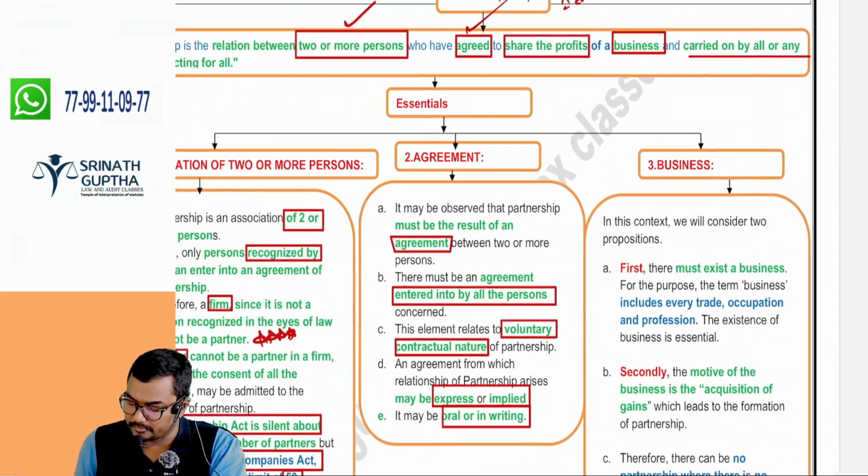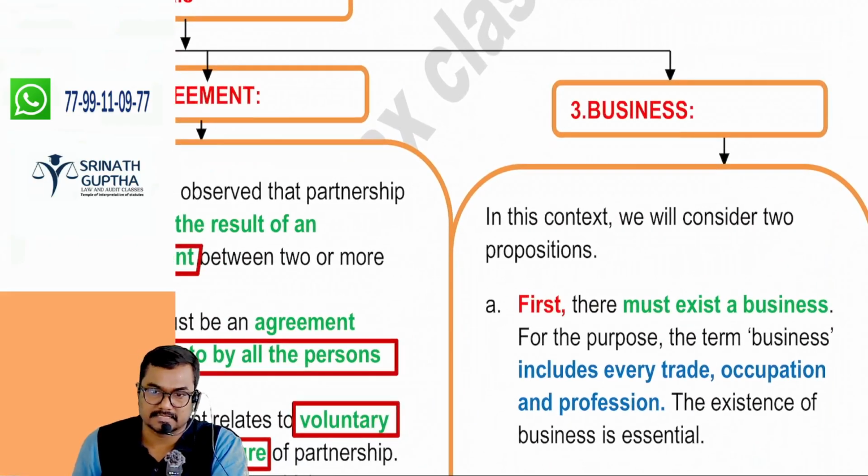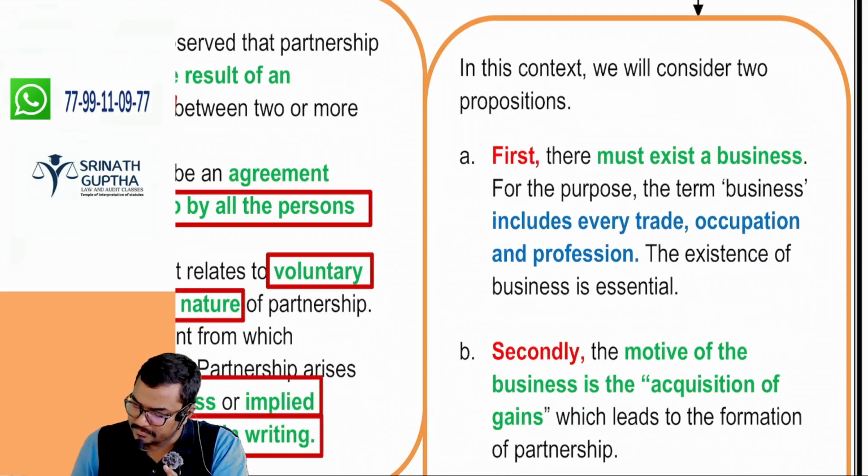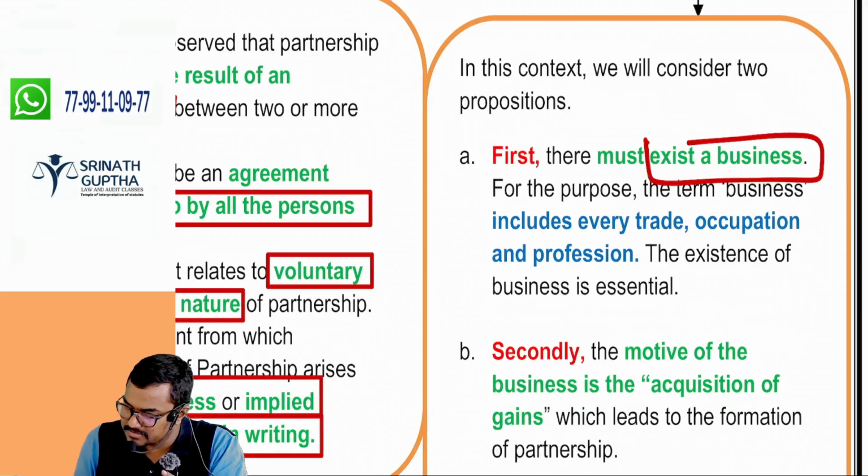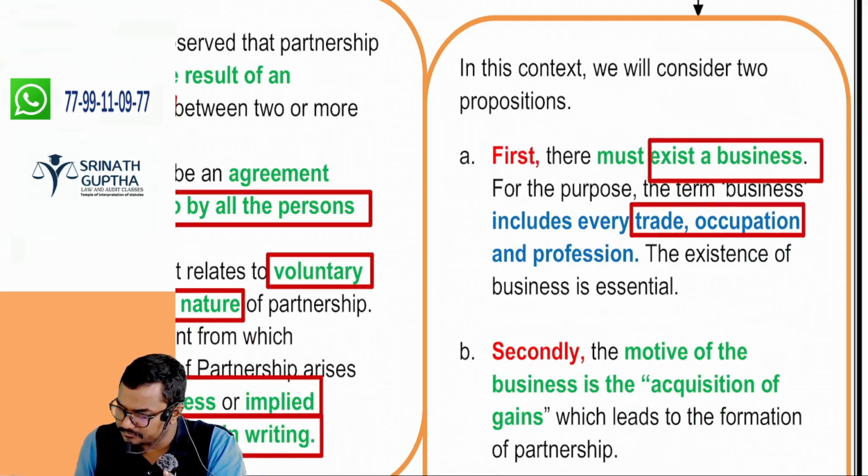There must be a minimum of two or more persons. There must be business. So no business, no partnership. An association formed for charitable purpose is not a partnership. There must exist some kind of business. Business includes every kind of trade, occupation, and profession.